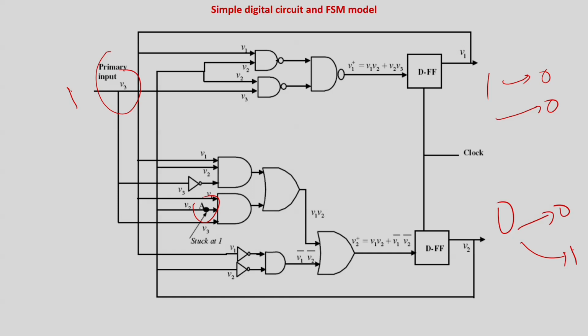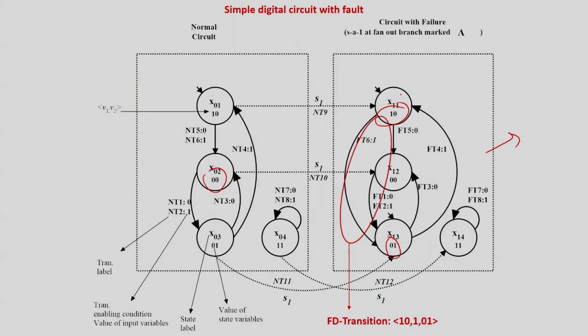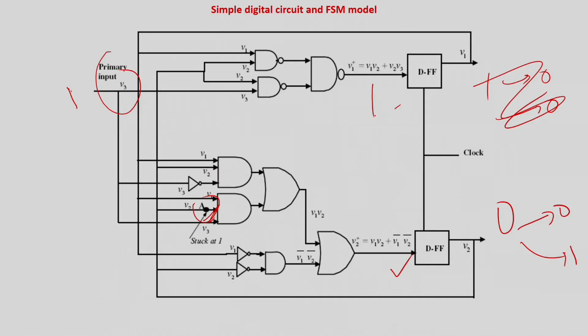As you can easily see, this fault is only affecting this cone output, so there is no effect over here. From the present state 1 0, the next state is always going to be 0 if the input is 1, irrespective of the fault. But in this case, if there is a fault, the output is going to become a 1, and in the normal case the output is going to be a 0.